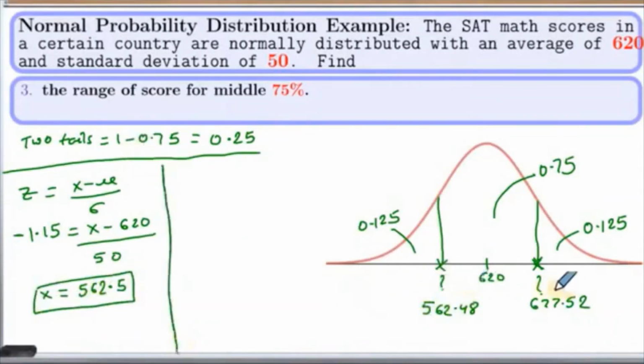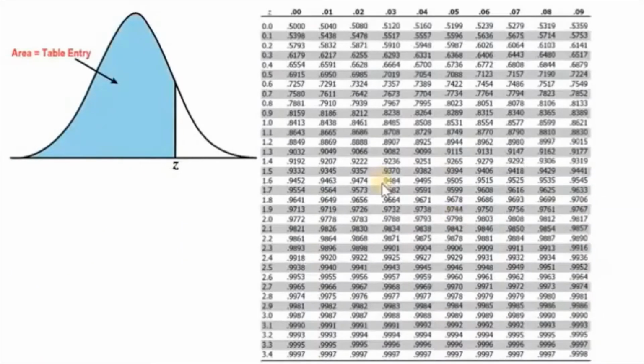Now let's find the other point here using the formula. We'll be using the same formula again, which is this. Here let's try to find the z-score for the area 0.875. So let me pull up the table on the screen. Let's look at this table here and try to find the area 0.875 within these tiny four-digit numbers here.